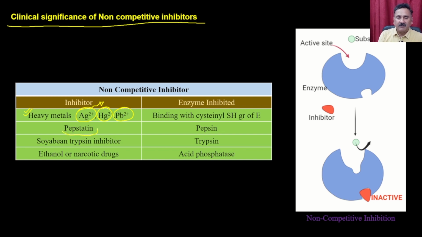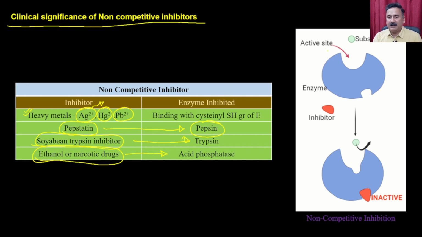Then we have pepstatin. Pepstatin is a protease inhibitor for pepsin. Then we have the soybean trypsin inhibitor, which is an inhibitor for trypsin. And then we also have ethanol or the narcotic drugs, and that also has an inhibitor effect on acid phosphatase.